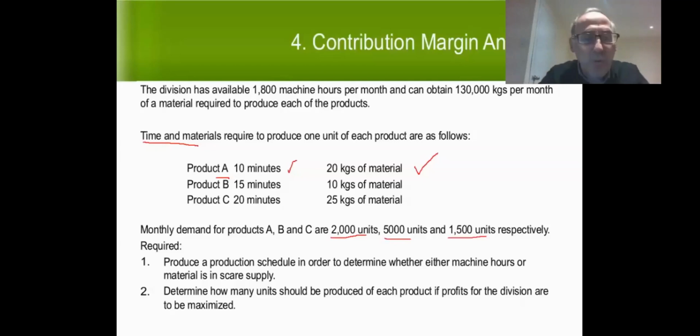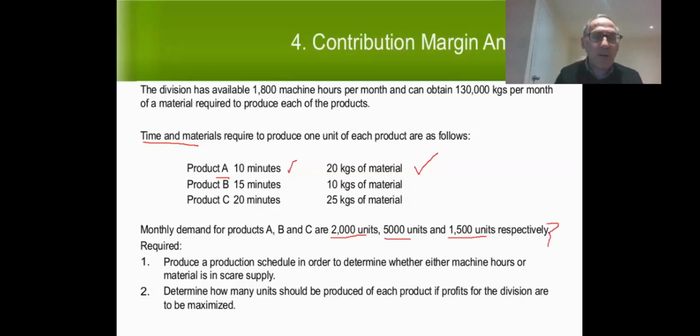How much should we produce of each product if we determine that we don't have sufficient capacity to fully meet demand? If we have enough capacity to fully meet demand, there's nothing to talk about. But let's say we don't have enough capacity to fully meet the demand that I just showed you here. So how much should we produce of each product if we are to maximize overall company profitability or overall divisional profitability?